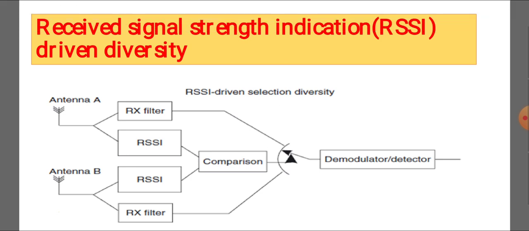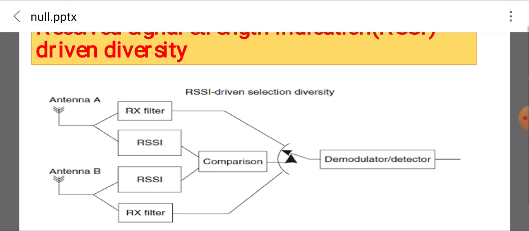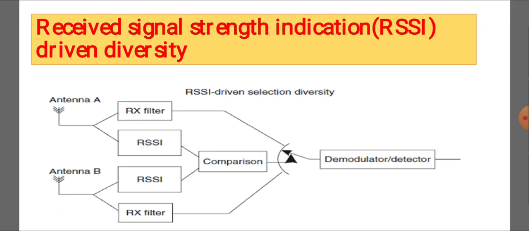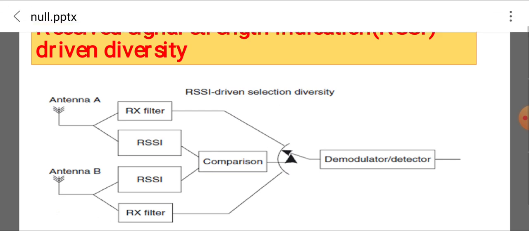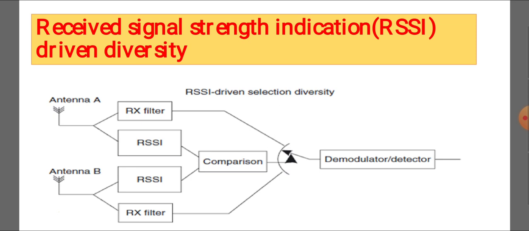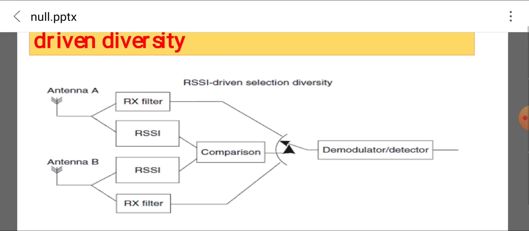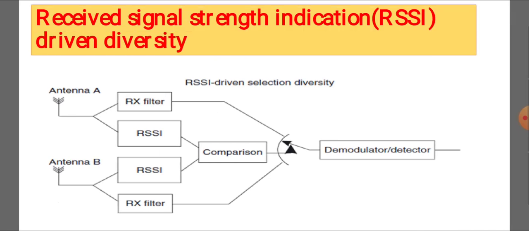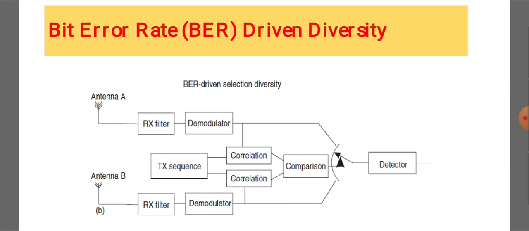Then the receiver, which will receive the signal from each antenna, and its corresponding received signal strength is compared with each other. The signal with highest received signal strength is only connected to the demodulator or detector. So here the signal with highest received signal strength is selected and is connected to the demodulator. Then the second technique is bit error rate driven diversity.